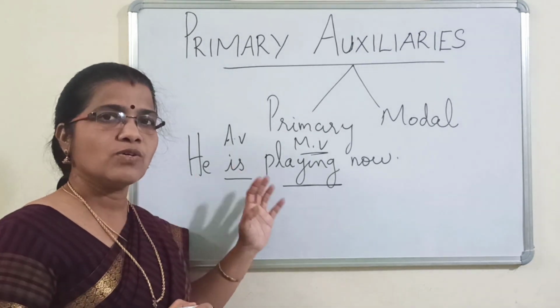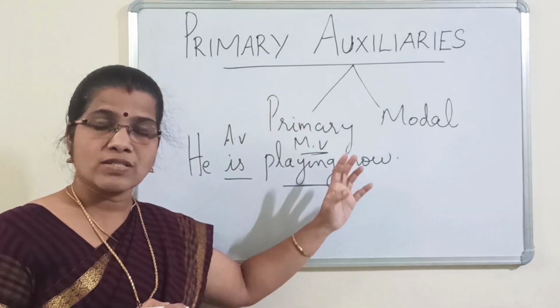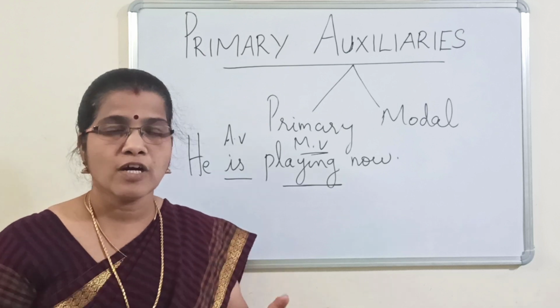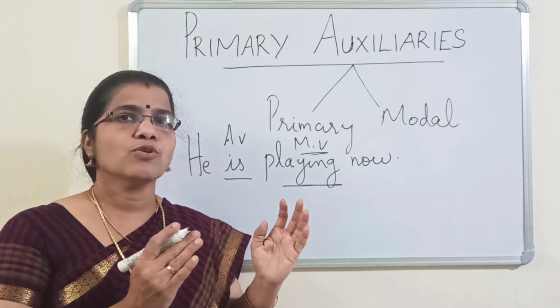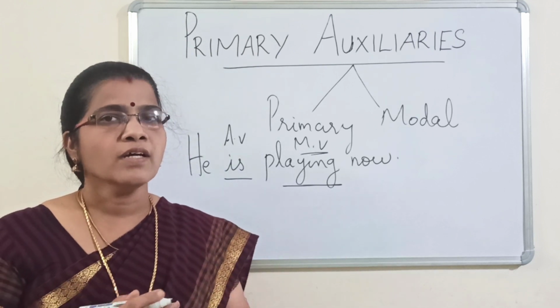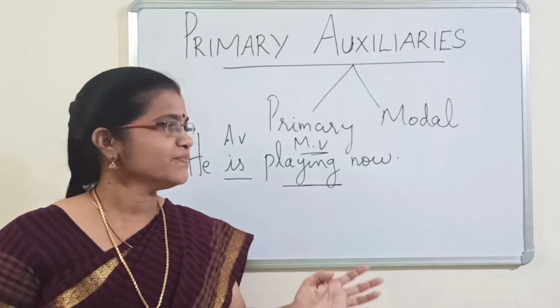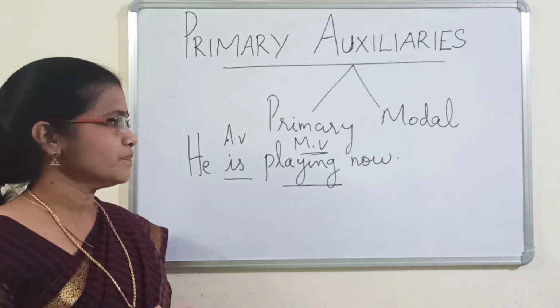So this is what we are going to focus on today. We are going to learn about primary auxiliaries in detail. These primary auxiliaries are verbs which are very important to make sentences, and if you don't make use of these verbs in the correct manner, you will go grammatically wrong. So I said this is the auxiliary verb here.